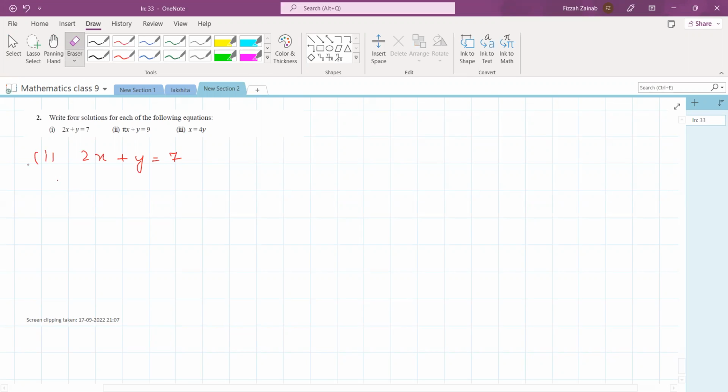So you can say for x is equal to 0. So we can start like this. So we get 2 into 0 plus y is equal to 7, right? So 2 into 0 is 0 plus y is equal to 7. So that means y is equal to 7, right? So 0 and 7 is a solution.